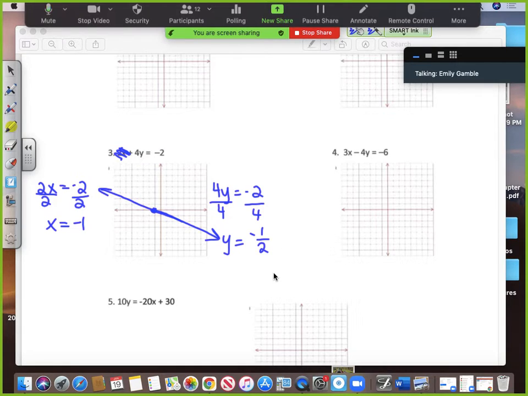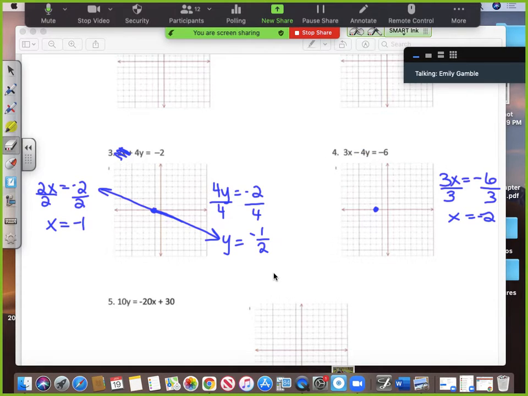Number 4, to find the x-intercept, we set this to be 0. We solve the equation 3x equals negative 6. We divide by 3 like this. We get x equals negative 2. So on the x-axis at negative 2, we make a point.